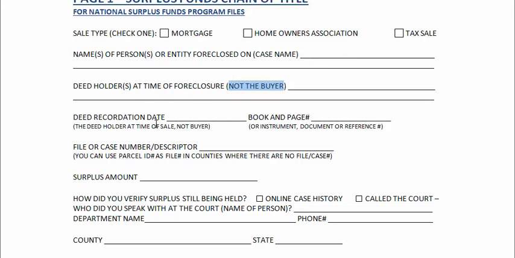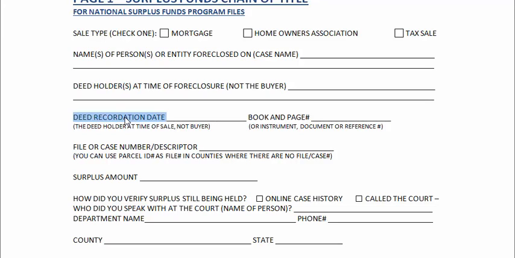Okay? Deed recordation date, this is extremely important. This would be the deed of the person that owned it just before the foreclosure, or whoever had it last before it was foreclosed on. That's the date we need when that deed was recorded. There should be a book or page. Sometimes it's called an instrument or document number, or even a reference number. You'll see more about that in the title worksheet. But again, very important. This is an ongoing issue.